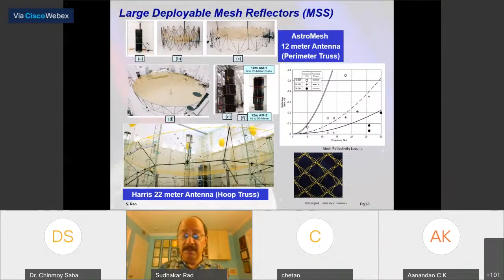Depending on the number of openings per inch, at L and S band, I think you're generally okay with 10 openings per inch. At high frequencies, you need about 40 openings per inch. So we are developing very large reflectors at high frequencies also.